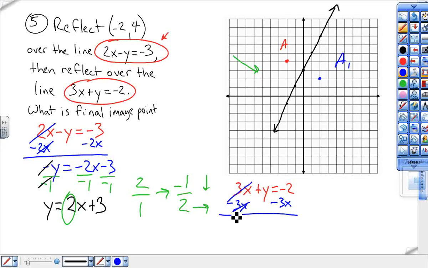Bring that y down. Do not combine those. Those are unlike terms. So my new line to reflect over is -2 for my y-intercept, over 1, down 3, over 1, down 3. Be able to stair step both directions. Draw that line through them.